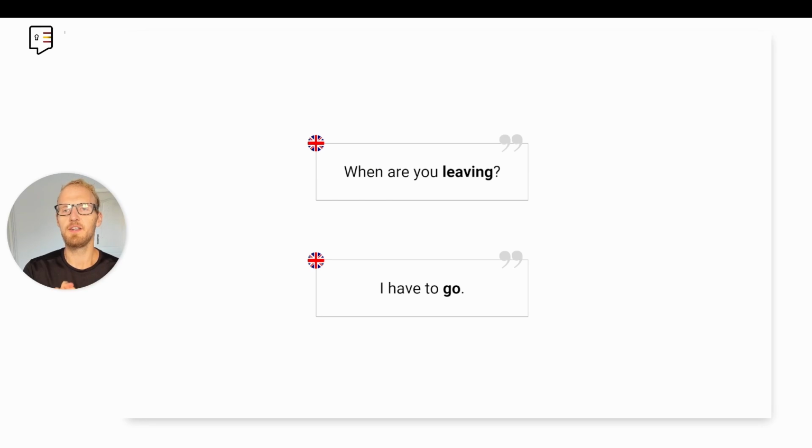Not so fast. Look at these two sentences in English. When are you leaving? And I have to go. How would you translate this to Spanish? In English, you are using two different verbs. You are using to leave and to go.